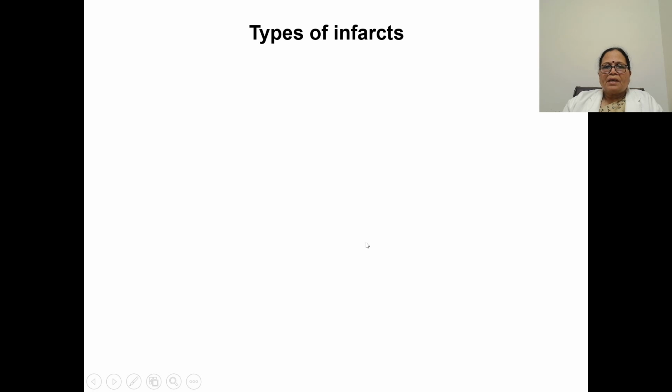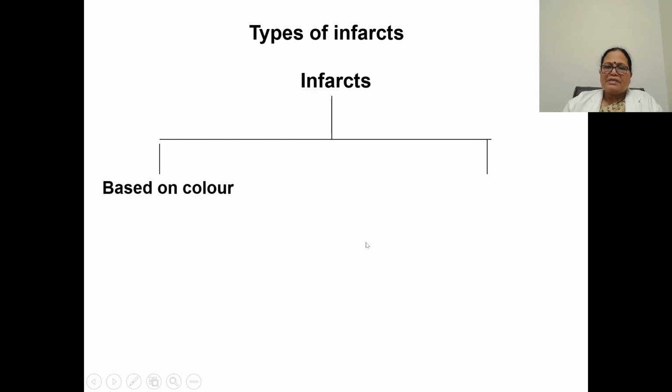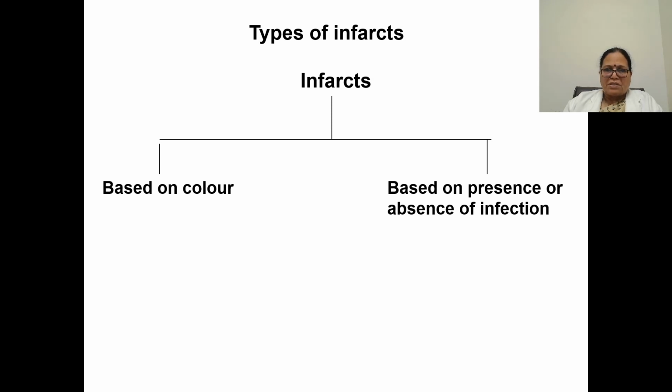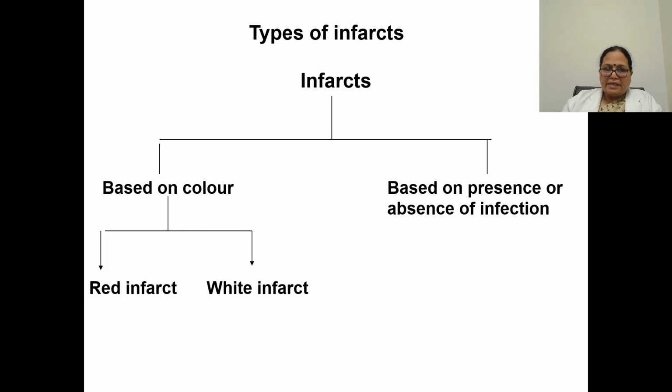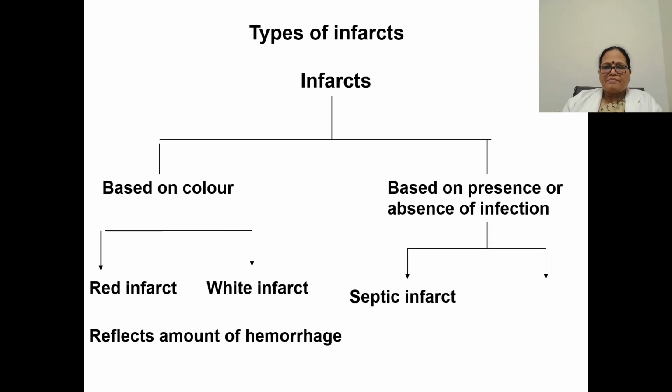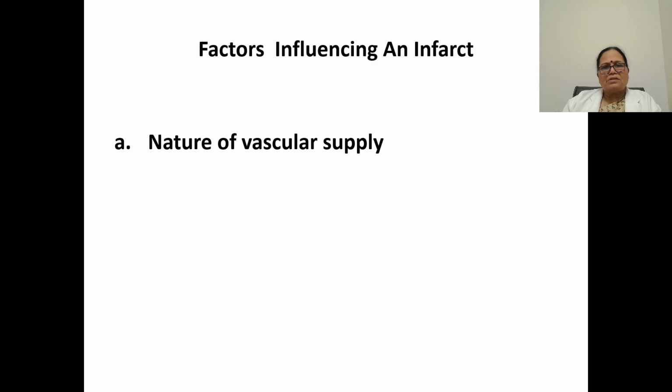So, what are the types of infarcts? Infarcts, as I said, can be classified based on color or based on presence or absence of infection. We were talking about it in embolism also, if you remember. Based on the color: red infarct, white infarct, which reflects the amount of hemorrhage. Based on the presence or absence of infection: yes, you're right, it's septic or bland infarct.